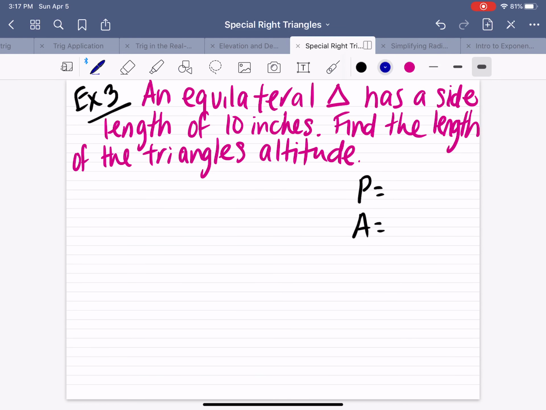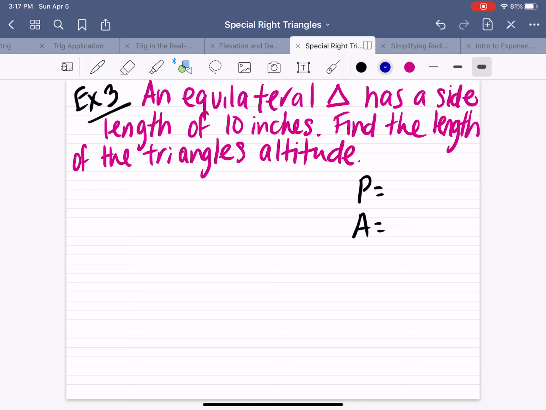Now, for example 3, it's a little bit of an application problem. An equilateral triangle has a side length of 10 inches. Find the length of the triangle's altitude. So in other words, find the height. So let's draw a picture.